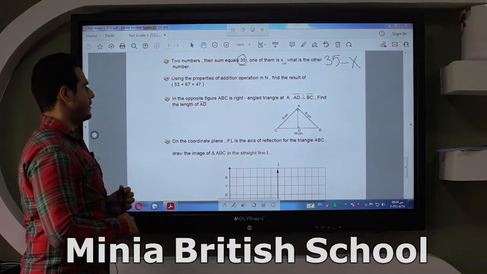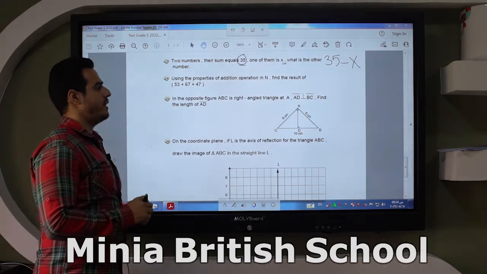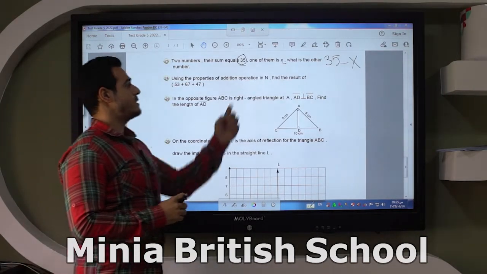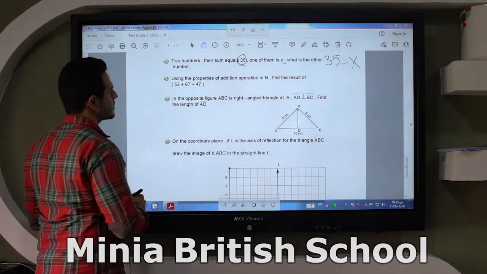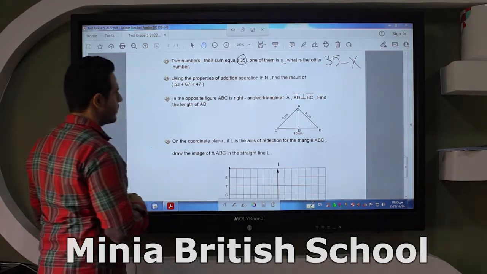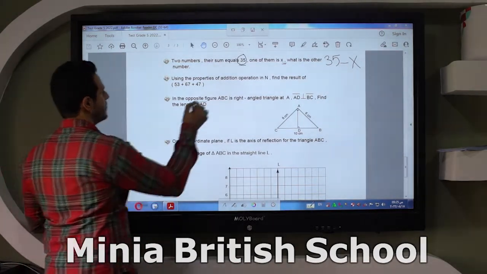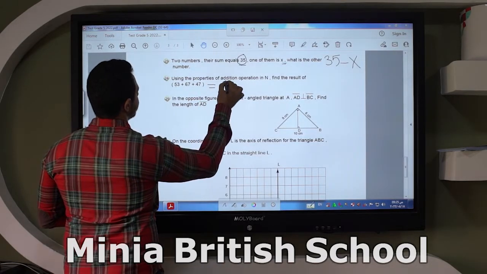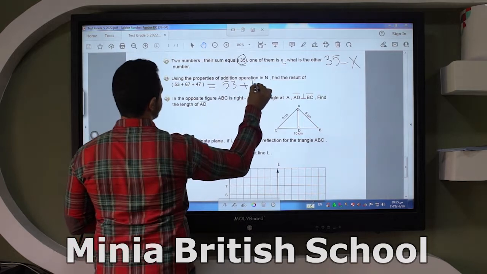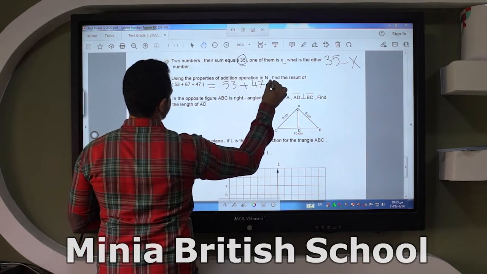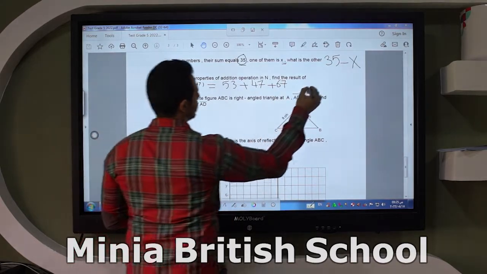Number 24. Using the properties of the addition operation in natural numbers, find the result of 53 plus 67 plus 47. Okay. At first, let's arrange them correctly. It will be 53 plus 47 plus 67. And this property is called commutative.